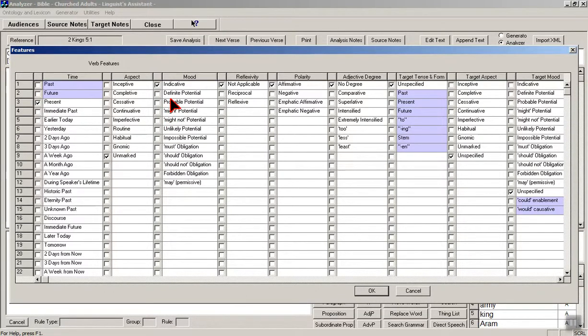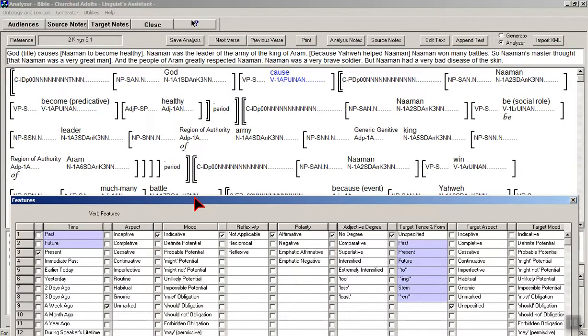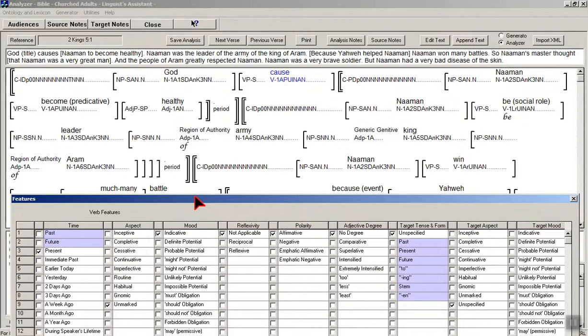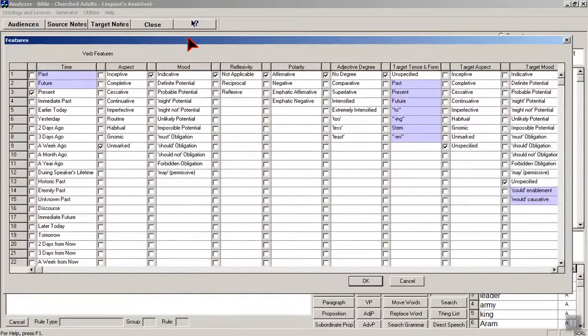Let's see, what was the sentence? God causes Naaman to become healthy. So that's something that happens once. Unmarked is fine. If this were something that God always causes us to do, it might be gnomic.